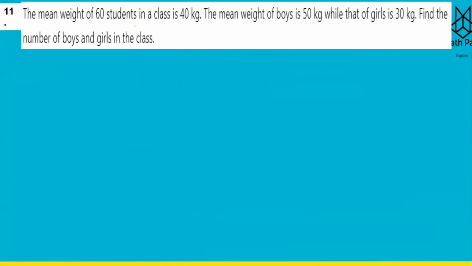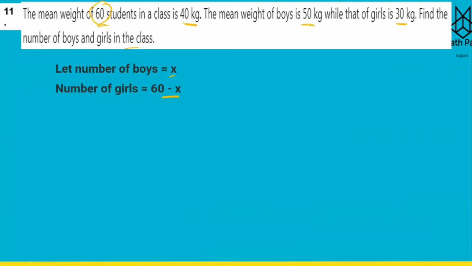Question number 11. The mean weight of 60 students in a class is 40 kg. The mean weight of boys is 50 kg while that of the girls is 30 kg. Find the number of boys and girls in the class. Okay. So let us take the number of boys to be x. Since there are 60 students, the number of girls will be 60 minus x.